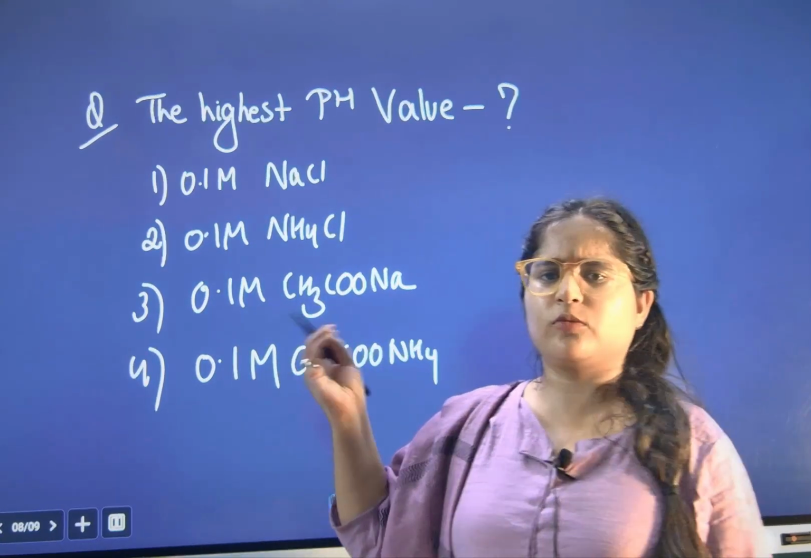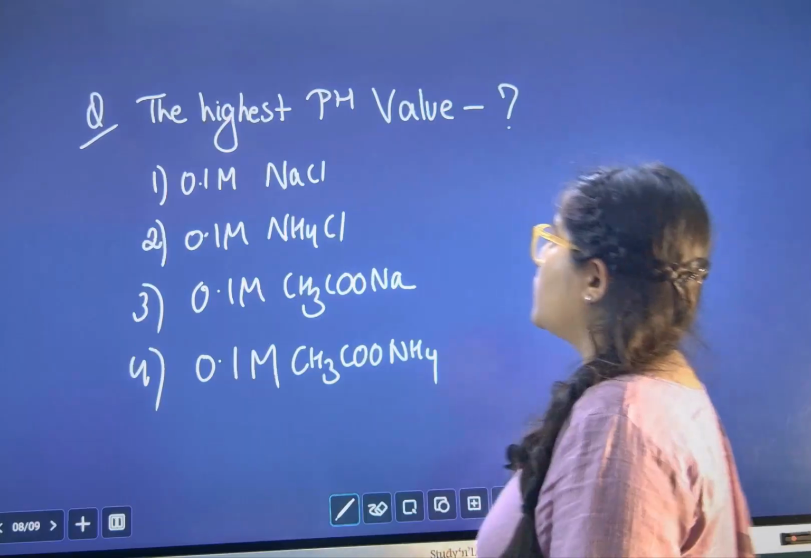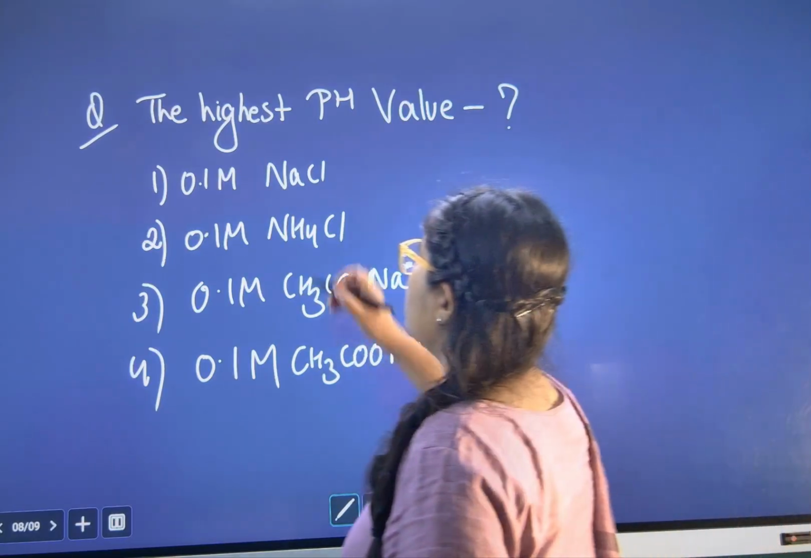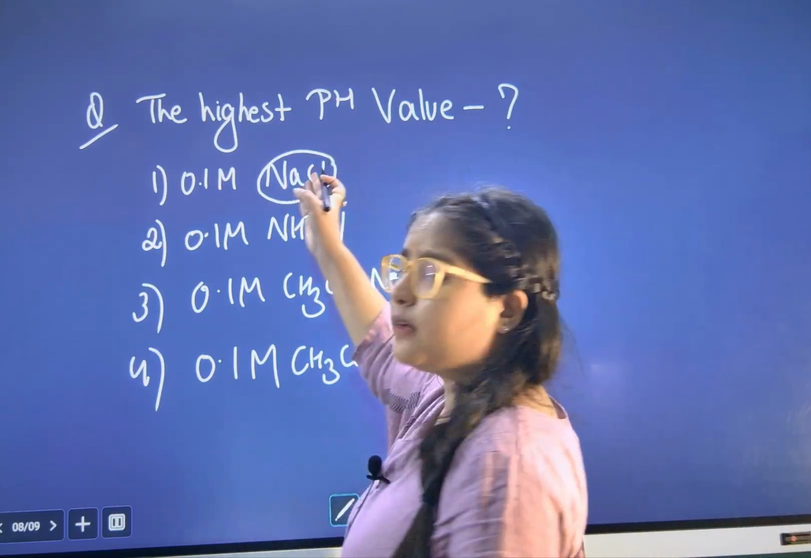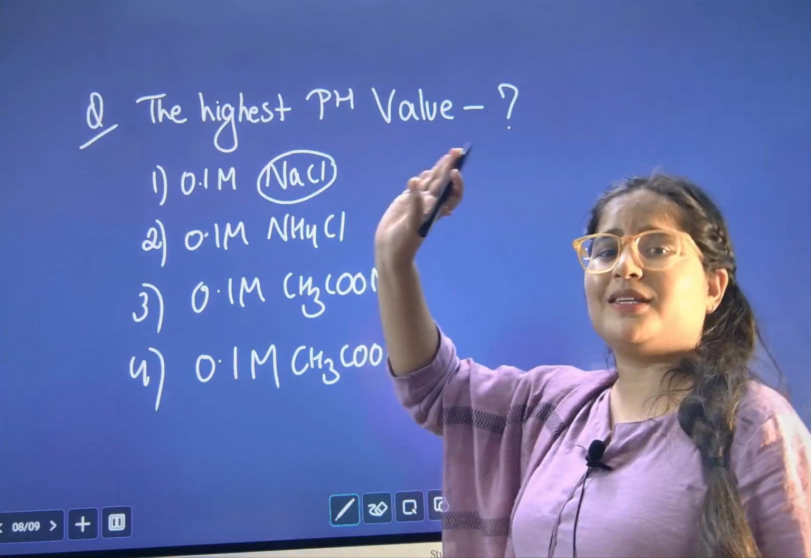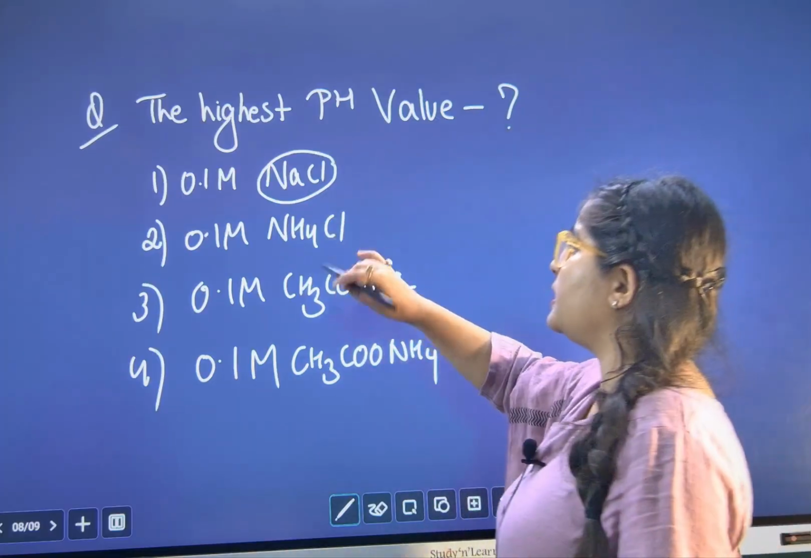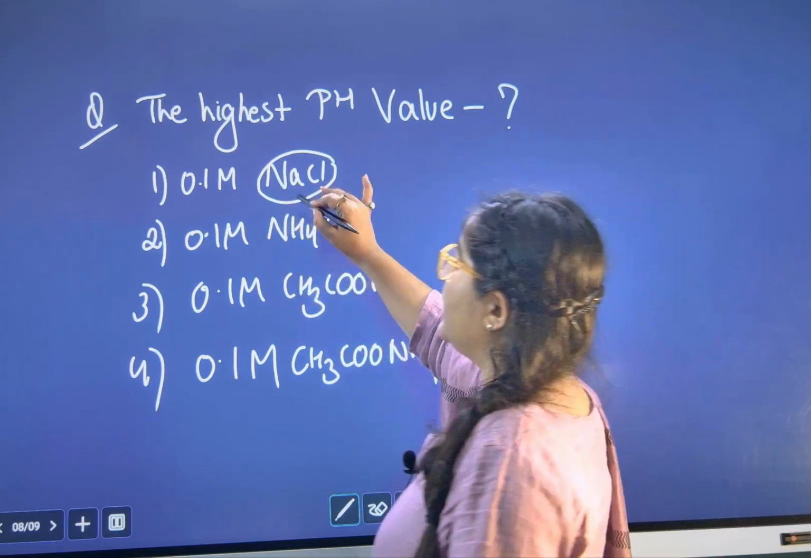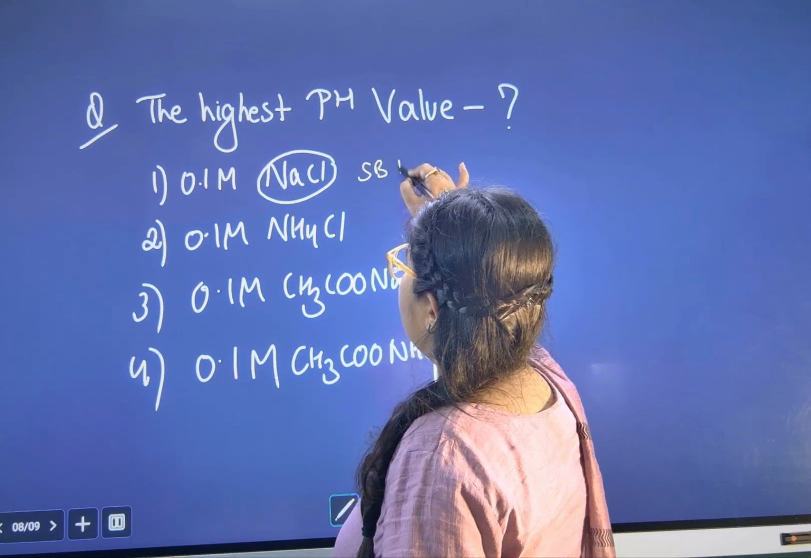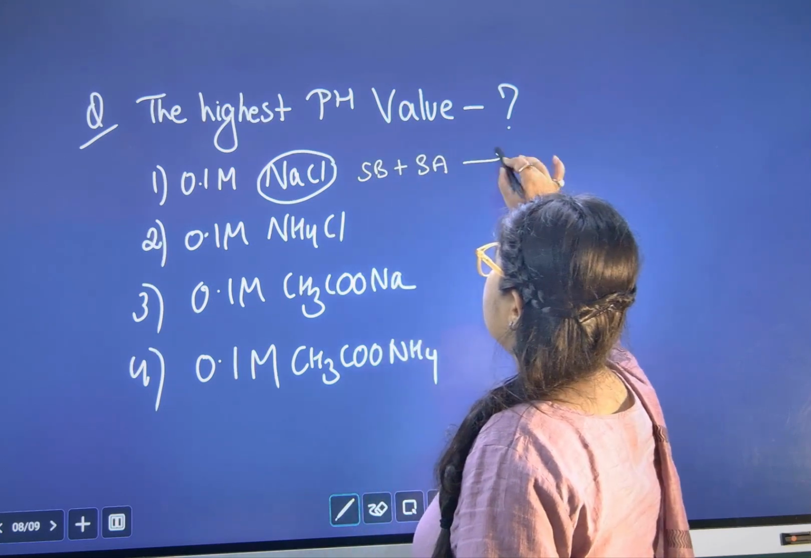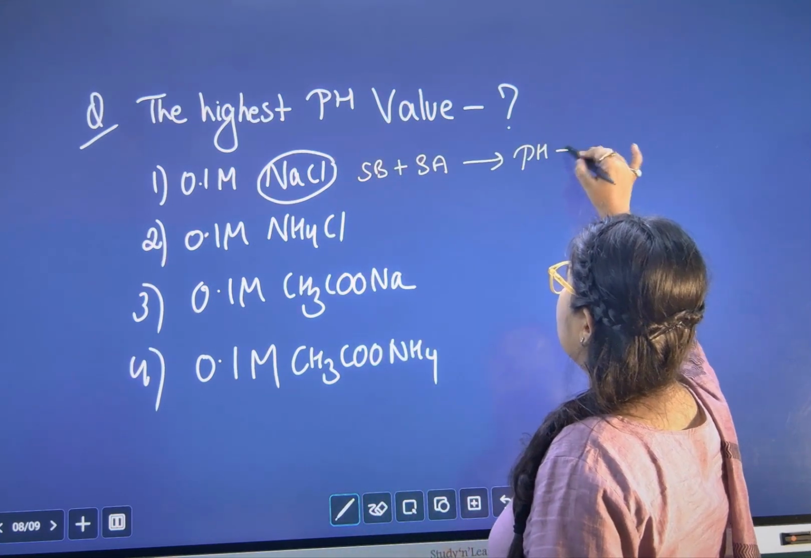Now let us solve some questions on the salt hydrolysis. Okay, the highest pH value. So let us see NaCl. Do we have H+? Do we have OH-? No, it means it is a salt. If it is a salt, we will check which type of salt. NaOH is a strong base, HCl a strong acid, and strong acid, strong base do not undergo hydrolysis.